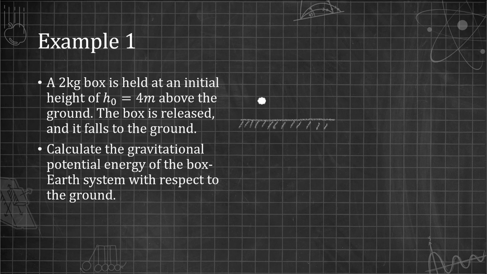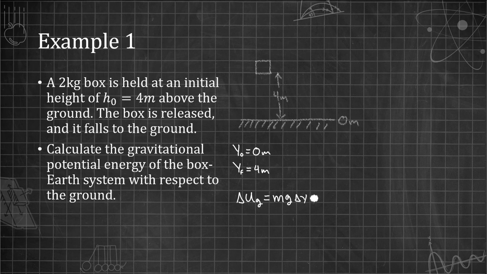So the first problem is going to be pretty direct. We're just holding a block that's 2 kilograms, 4 meters above the ground. We do release it and it falls to the ground, but we're not analyzing that in this problem. We just want to calculate the gravitational potential energy of the box-Earth system with respect to the ground. So we're going to call the ground our zero height location. So this is where y equals 0. As the box is being held, it's at a position of y equals 4 meters.